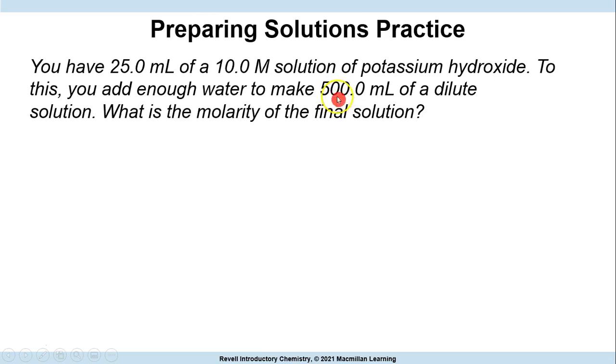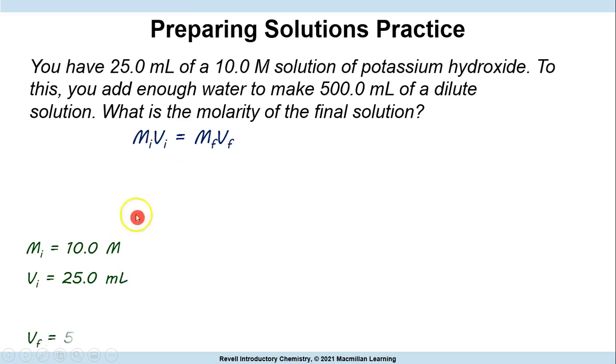So what you need is the final concentration. We are going to use the formula: the molarity of the initial times the volume of the initial is equal to the molarity of the final times the volume of the final. So what have we been given? We've been given the molarity of the initial, we've been given the volume of the initial, but we don't know the molarity of the final, but we know the volume. So the molarity of the final is what we are looking for.